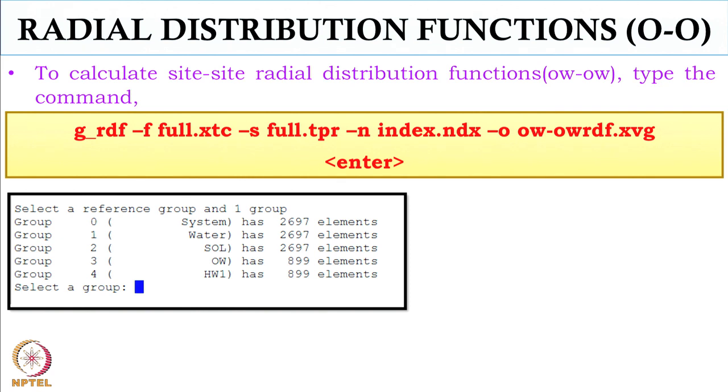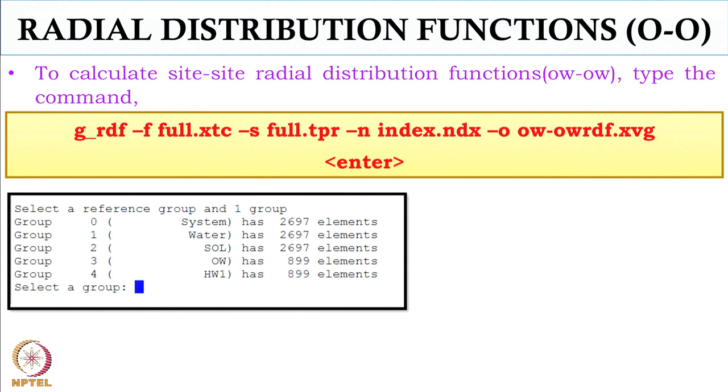So now you see there is 3 and 4 coming here. In the index file, the third index is for oxygen of water and the fourth index is for hydrogen of water. That is what 3 and 4 meant previously. For 0, 1, 2, it is showing 2697, because that is the total number of sites in the system. Since there are 899 water molecules, it will have 2697 sites. So it contains the overall system.